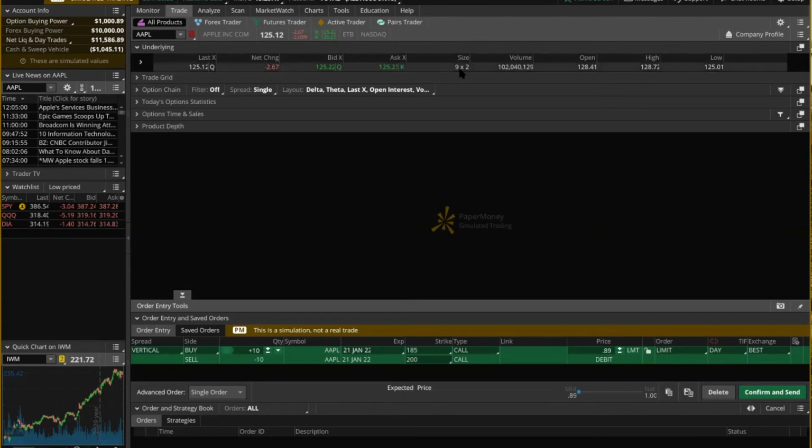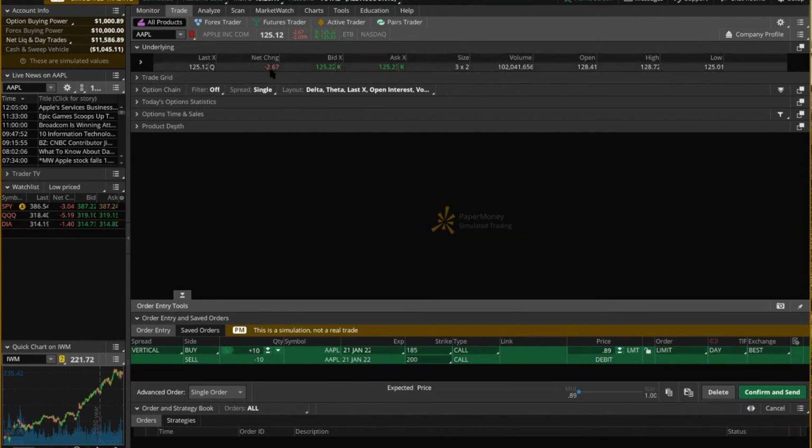Then you just have the size, it's just the position, the volume. So this is 102 million, and this is just the amount of shares being traded right now. Just today, the open is the price that Apple opened up today. So in the morning, it opened up at $128.41. It went up to 128.72. This was the high for today, and the low was $125.